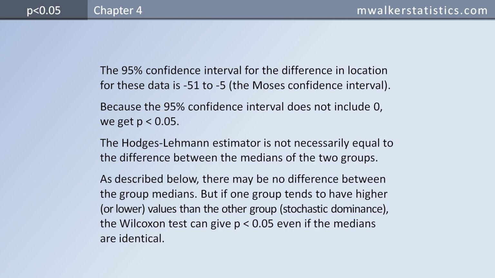The Hodges-Lehmann estimator is not necessarily equal to the difference between the medians of the two groups. As described below, there may be no difference between the group medians. But if one group tends to have higher or lower values than the other group, stochastic dominance, the Wilcoxon test can give p less than 0.05 even if the medians are identical.